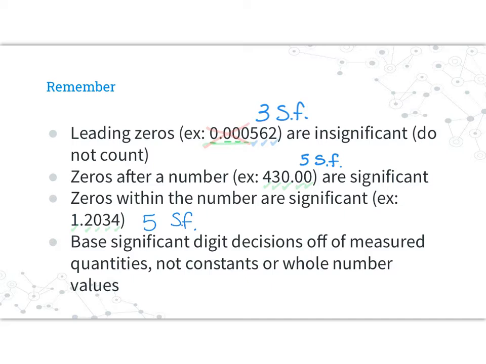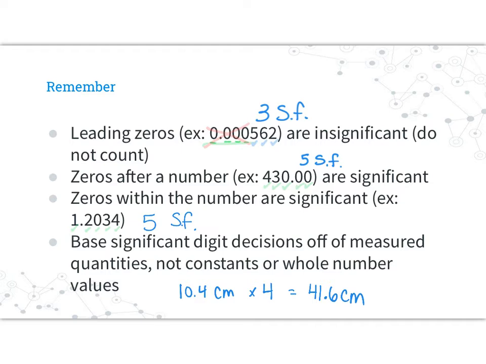Base your significant digit or significant figure decisions off of measured quantities, not constants or whole values. So for instance, let's say I have a pen and it is 10.4 centimeters long. Now let's say I have 4 of those pens and I want to know how long does that make the trail of pens if I put them end to end. My value will be 41.6 centimeters, I do believe.